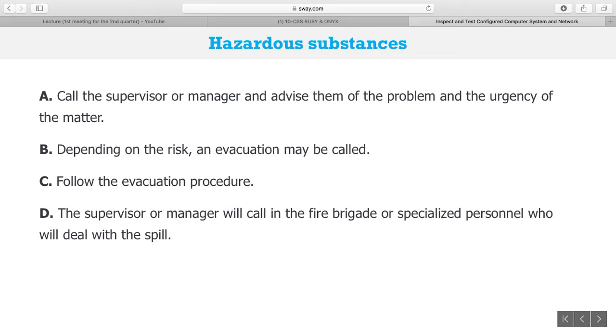So the first thing to do, if there are hazardous substances or fire, you need to call the supervisor or the teacher about the problem and tell them that it is very urgent. Now, an evacuation can be called depending on the risk. If the risk of infection is very high, you need to evacuate the place. Of course, you will need to follow evacuation procedures, just like when we do the fire drills. Ganyan. And then the teacher or the supervisor will call a fire brigade if it is a fire, or specialized personnel who will deal with the spill.